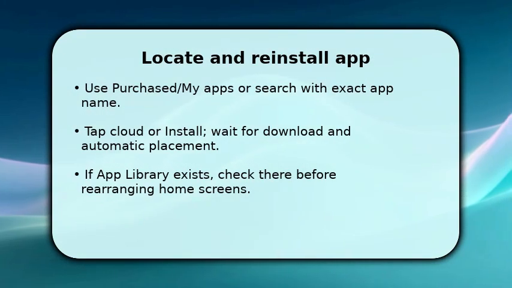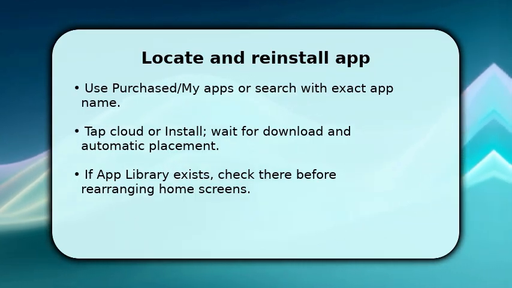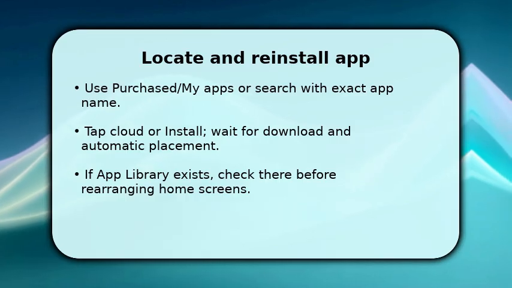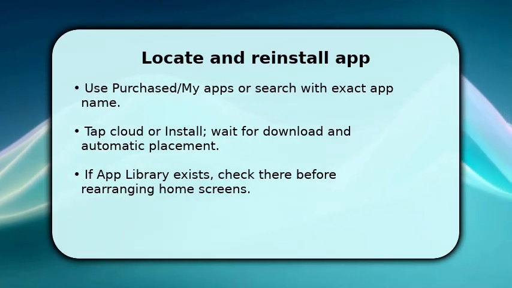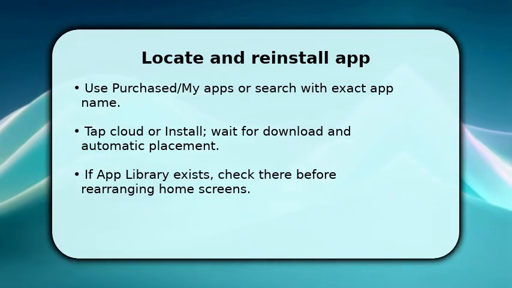Now locate the missing app. Search the store with the exact app name or open Purchased/My Apps to find apps previously downloaded. Once you find it, tap the cloud icon or install. The system will download and then place the app on your home screen or app library automatically.